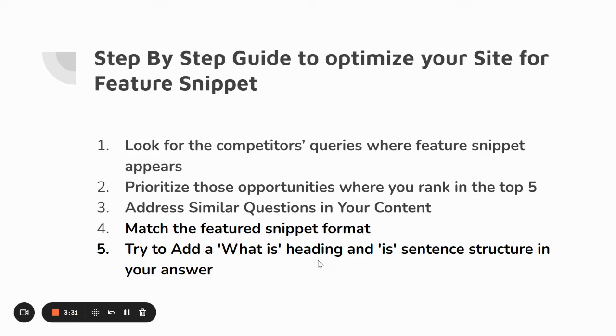The fourth step would be to match the featured snippet format. The rule is simple here. Whatever featured snippet type you see on SERP for your competitor, match that type in your content. The fifth step would be to try to add a "what is" heading and "is" sentence structure in your answer. Adding this section gives Google a clear indication of what text they can pull into the featured snippet.